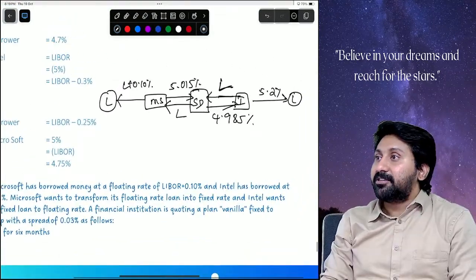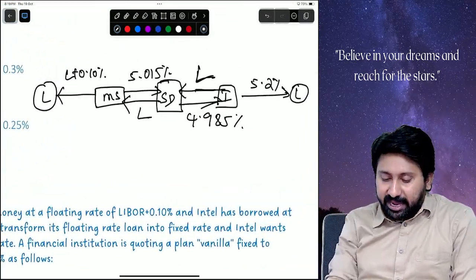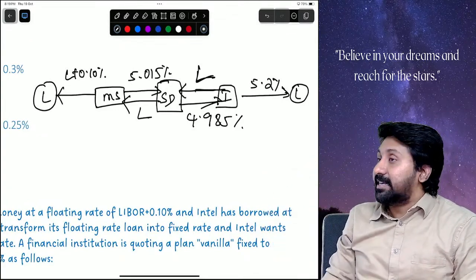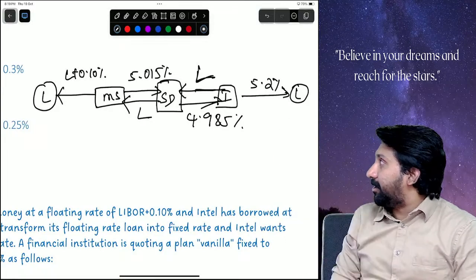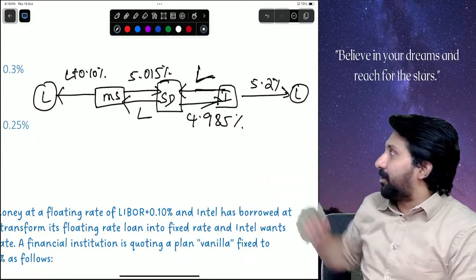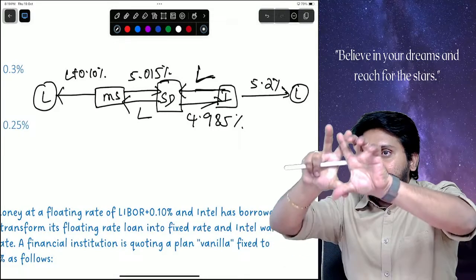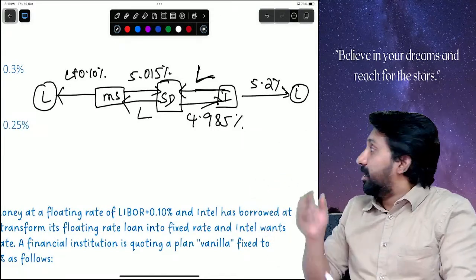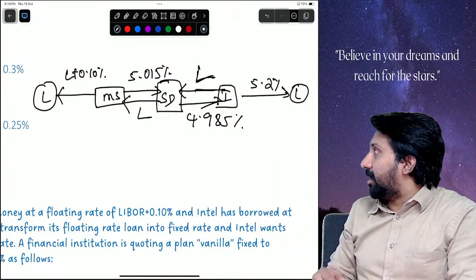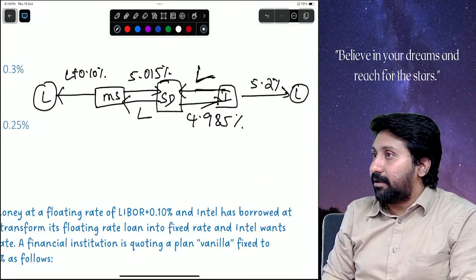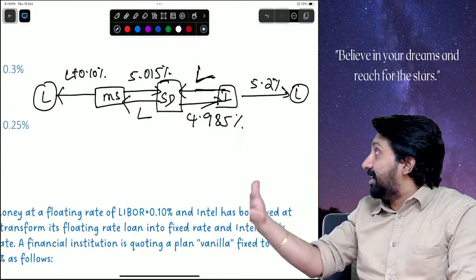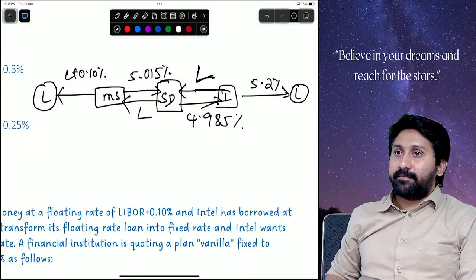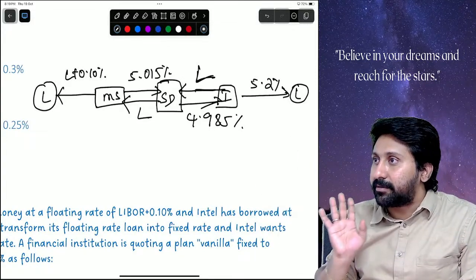If you observe straight away how the banker is making a gain, you see the screen and tell. The banker is selling me Libor at what rate? 5.0. Microsoft to Intel, see it as one transaction now. From Microsoft, it is selling Libor at 0.15, and for Intel, it is buying Libor at 4.985. Straight away it is making a gain. That's the margin they are saying in the question.